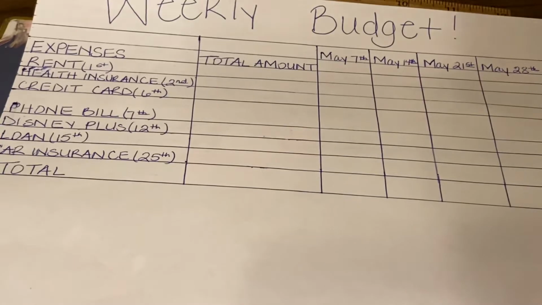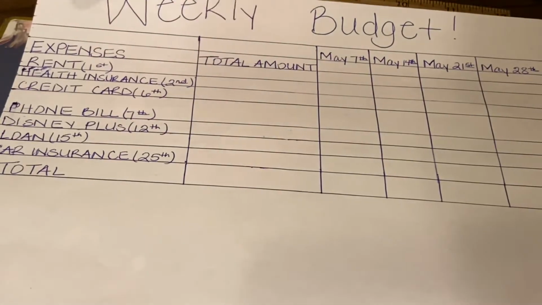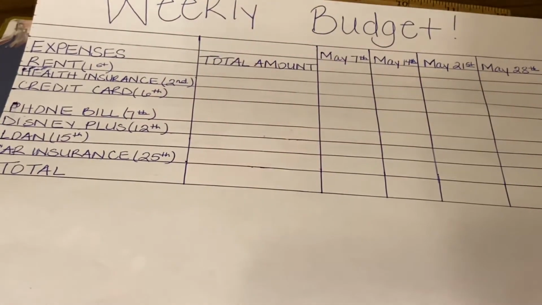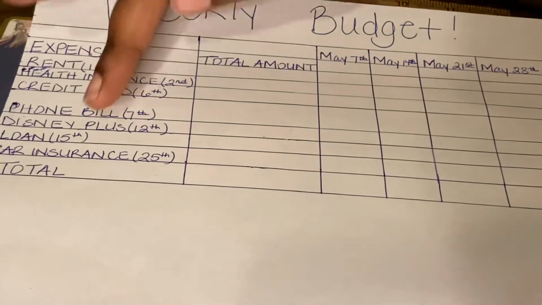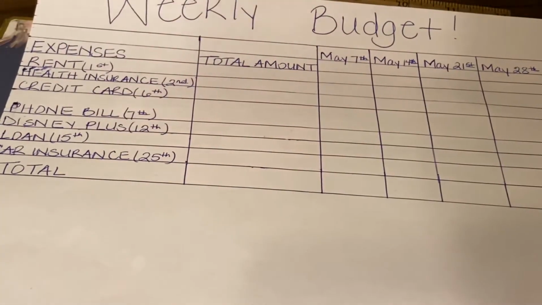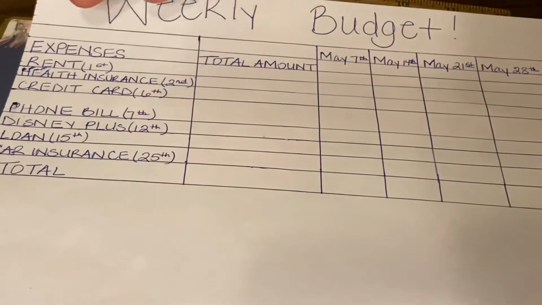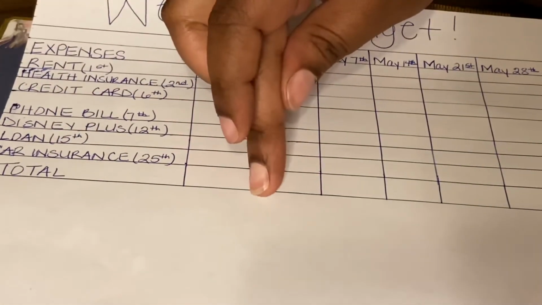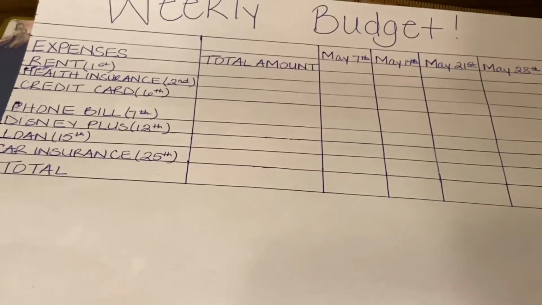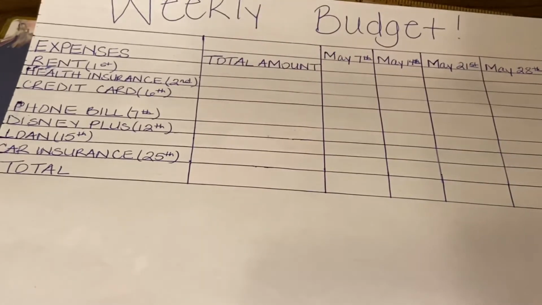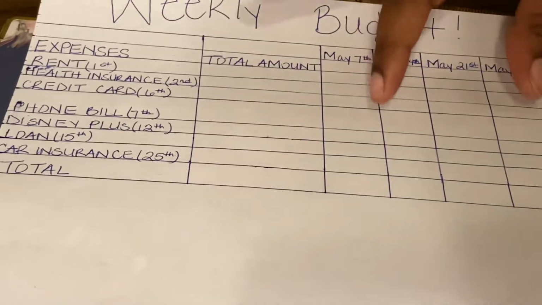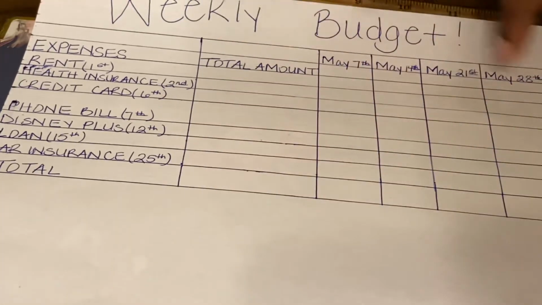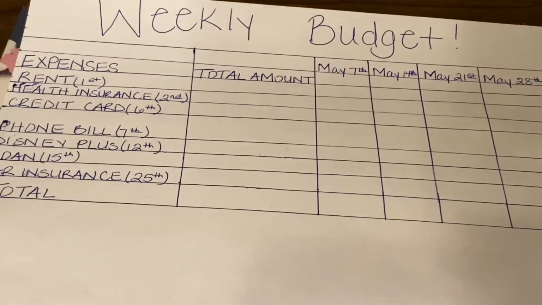Anyway, I forgot to make a separate column for the due dates, so they're just placed after the expenses. Here we're going to write the total amount due for each expense, and then we have our due dates listed here for the month of May. So today is May 7th.